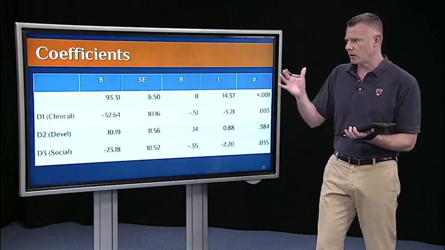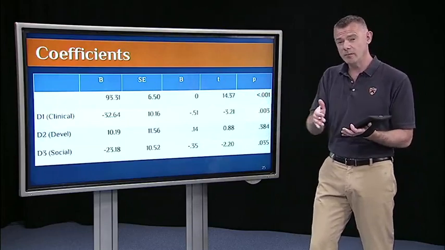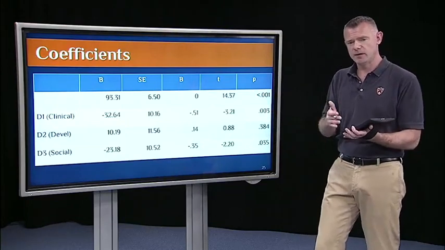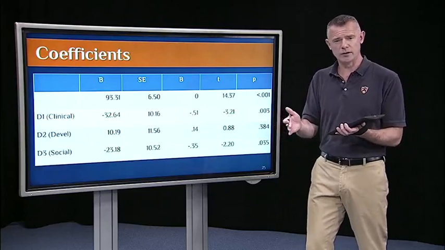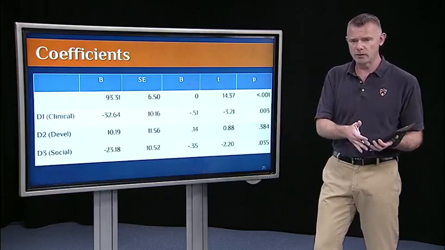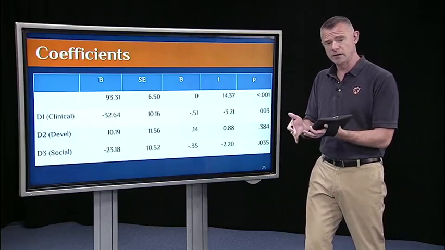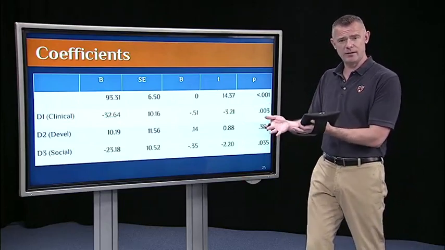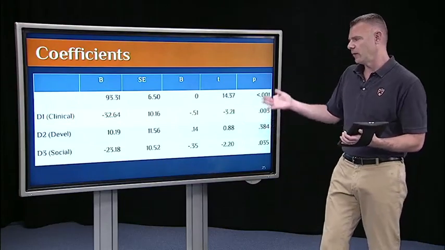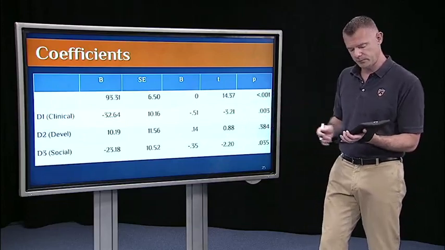But this is a way that you can code a categorical variable in a multiple regression analysis, because as you'll see next week when we do moderation, we're going to have some of our predictors that are categorical, some of them are continuous, and then we want to put them together in a moderation analysis. We have to have this sort of coding scheme.